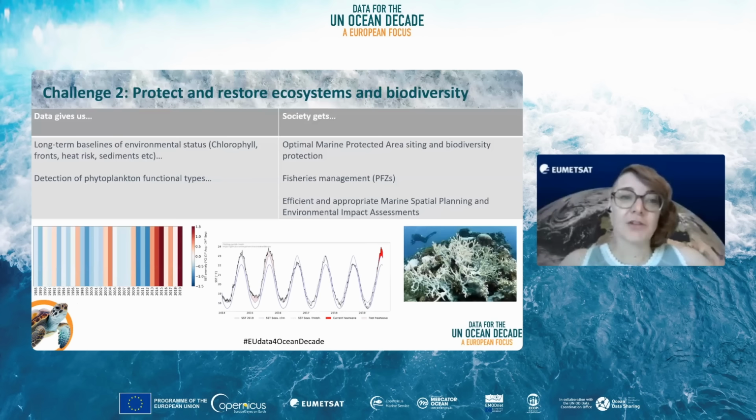In terms of challenge 2, which is to protect and restore ecosystems and biodiversity, the sort of data we provide from the satellites can help contribute, particularly when it's combined with others, towards long-term baselines of environmental status, information on chlorophyll and primary production, the location of fronts, risk from heating, presence of sediments, etc., as well as the detection of specific elements of biodiversity, such as phytoplankton functional types. And this kind of information can be used to help us to optimally site marine protected areas and to protect areas that are particularly important for biodiversity based upon the environmental needs of those species.